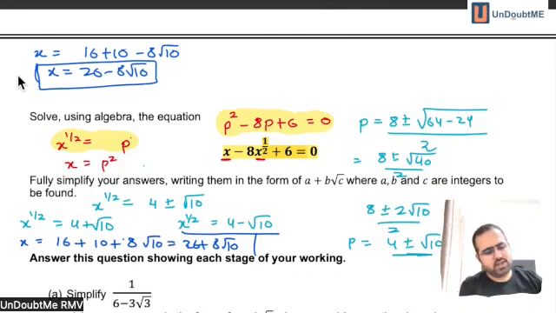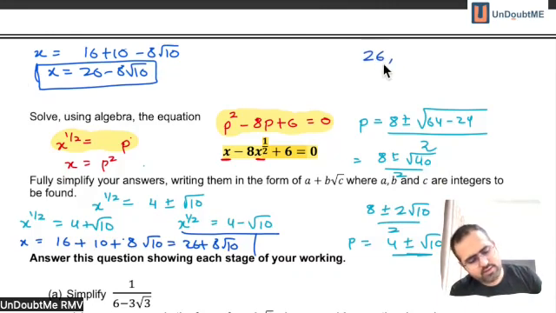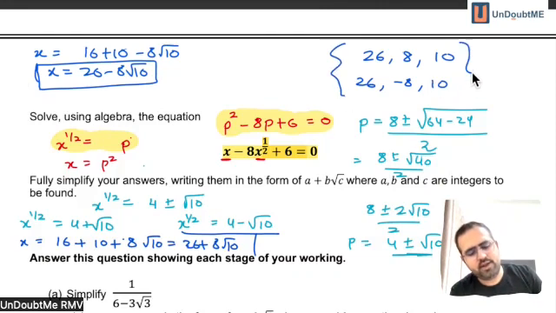So for the first case, the possible values of a, b, and c are 26, 8, and 10. For the second case, it is 26, minus 8, and 10. These are the final values of a, b, and c.